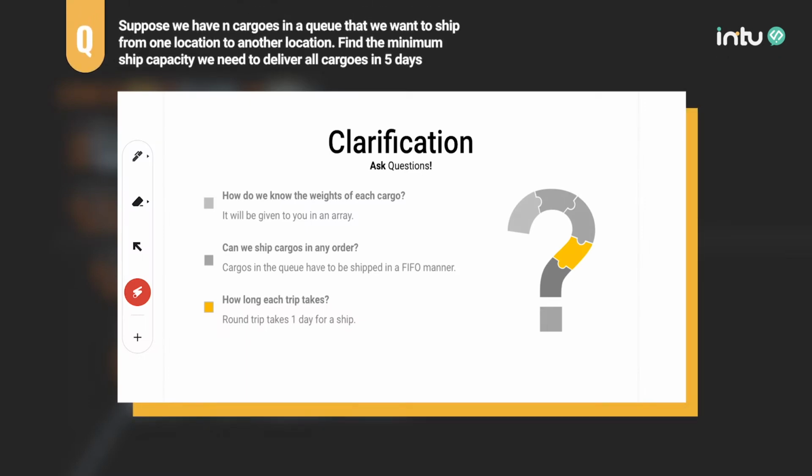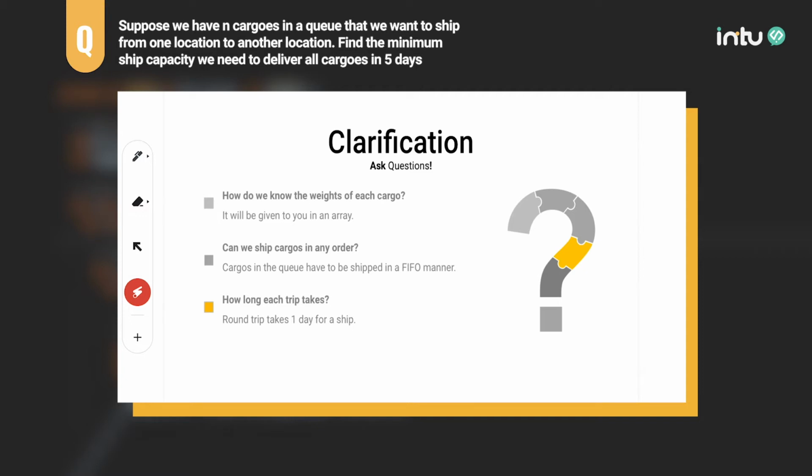I usually start with giving you guys some examples, but the question is quite vague, so let's start with some clarifying questions. How do we know the weights of each cargo? It will be given to you in an array, so an array of integers, in this case. Can we ship cargoes in any order? Cargoes in the queue have to be shipped in a FIFO manner. So first in, first out.